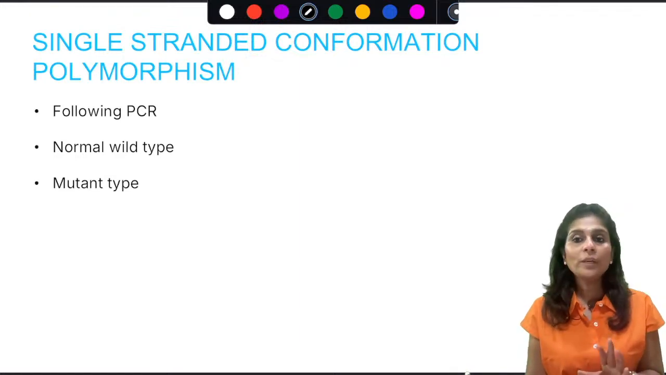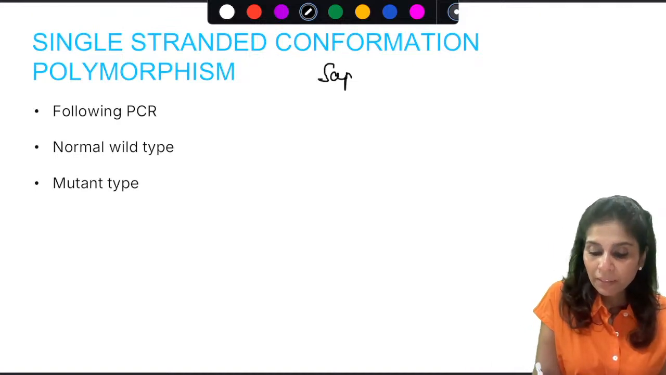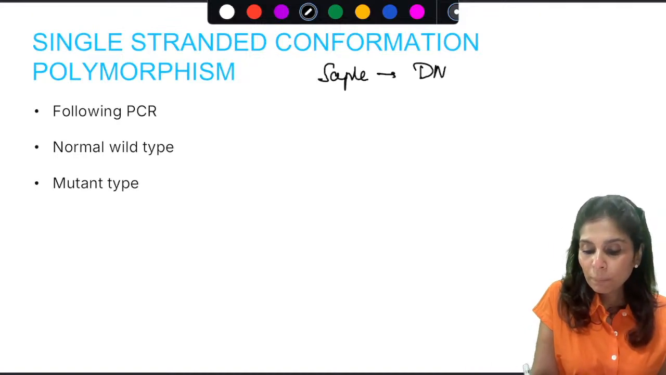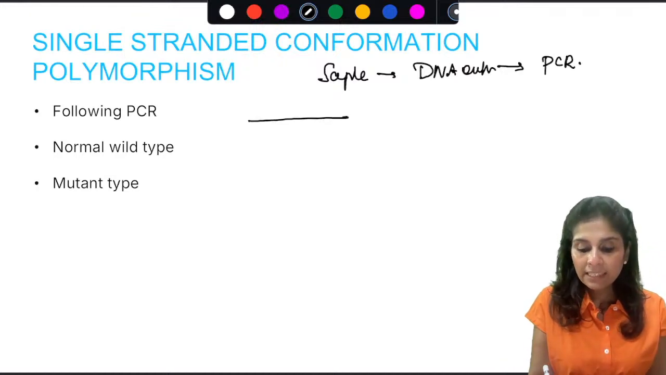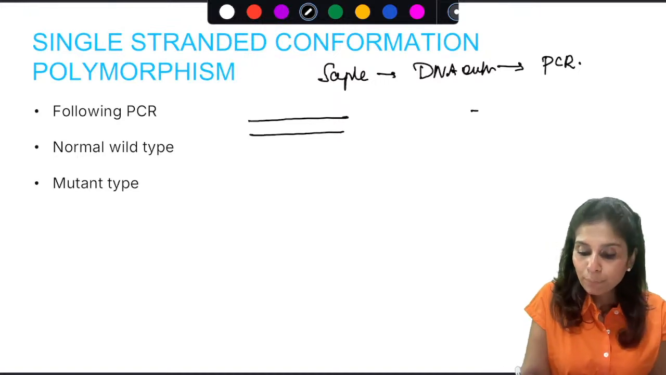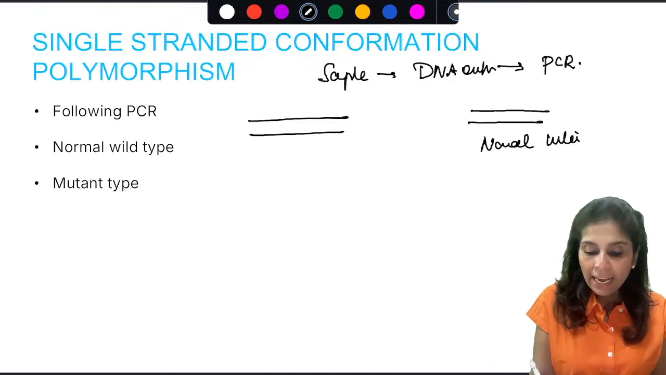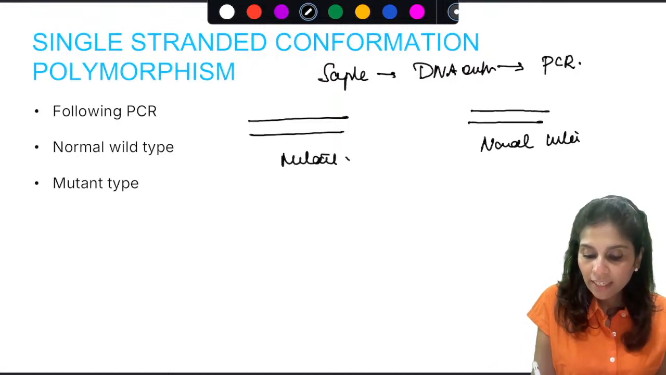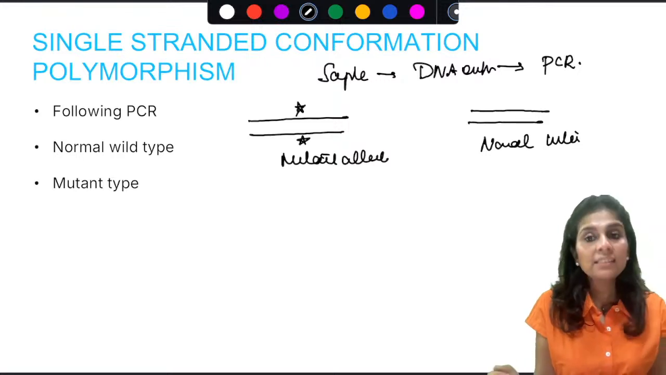Okay, so what do we do here? It's very simple. The same set of steps. What will be step number 1? Sample collection. Step number 2 will be DNA extraction. Step number 3 is again PCR. So this PCR has given rise to this allele, right? This allele. And suppose this represents the normal or wild type allele and this represents the mutant allele that is present in the person. This is where the mutation has happened.